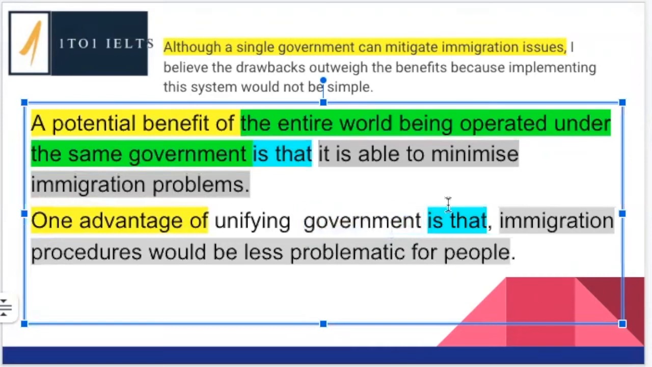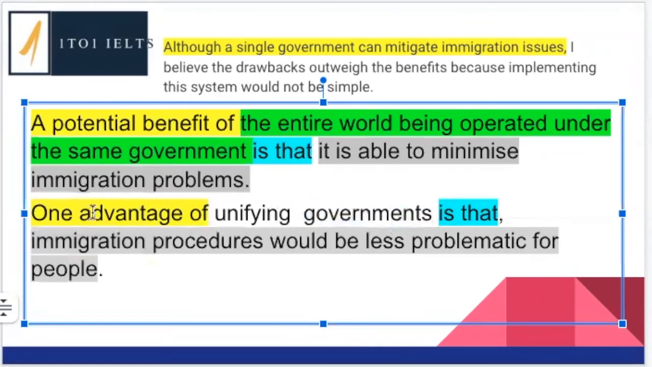Okay, we could simply just do governance. One advantage of unifying governance, or we could maybe put unifying national governments, but governance would be fine. So we're trying to show that this at the moment is not unified, and we're going to make it unified, that there are many, and we're going to make it one. So one advantage of unifying governments. And now we're following the structure.